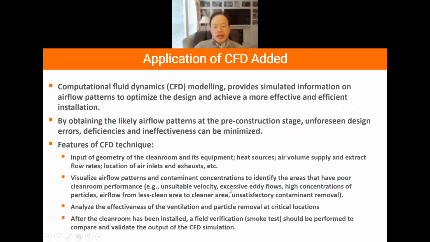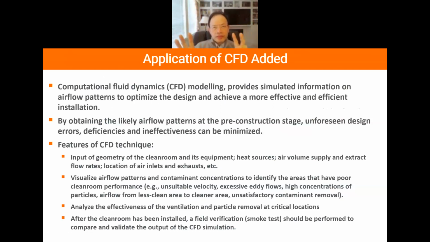The other thing is to identify any passive eddy flow. Eddy flow means a rotational current that will cause cross-contamination and a high concentration of particles. If you have several spots with a very high concentration, very close to your critical operation or critical zones, you need to find a way to mitigate them. And also, if we have airflow from a less clean area to a cleaner area, typically we want airflow from cleaner to less clean, not in the reverse direction.